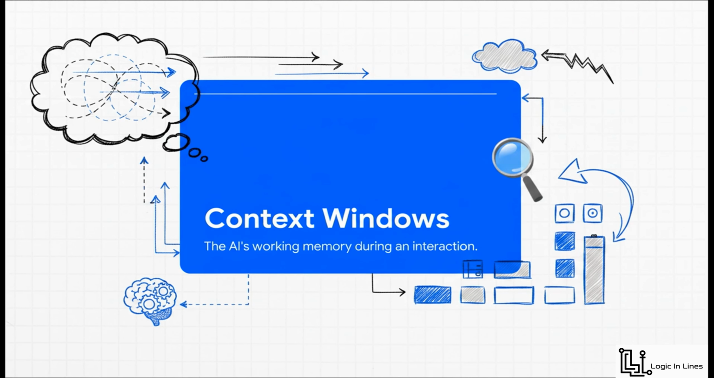Okay, the third component is the context window, and this is absolutely critical to understand. A context window acts exactly like the AI's short-term working memory during your specific conversation. It is literally how much text the AI can keep in its head at any one time. If your conversation goes on too long and exceeds that context window, the AI will actually forget the instructions or details you gave it at the very beginning of the chat.